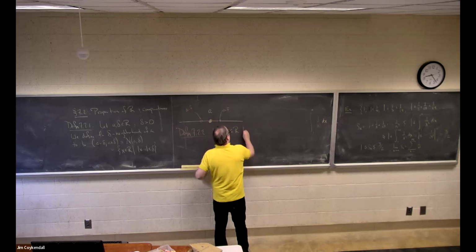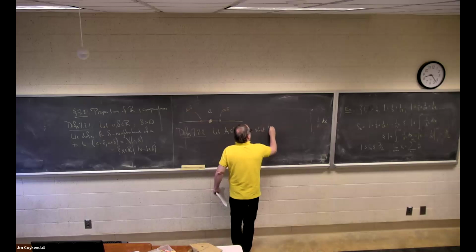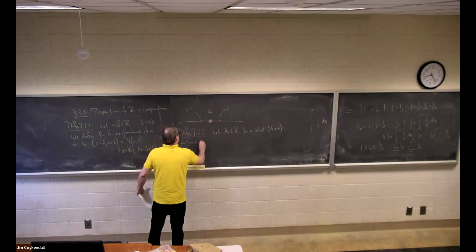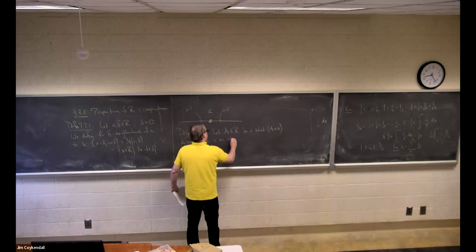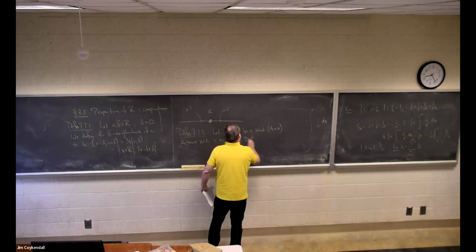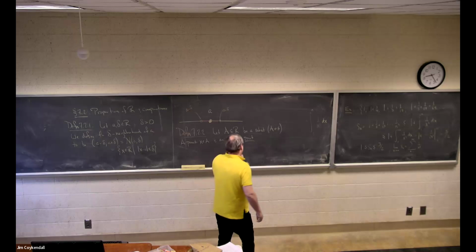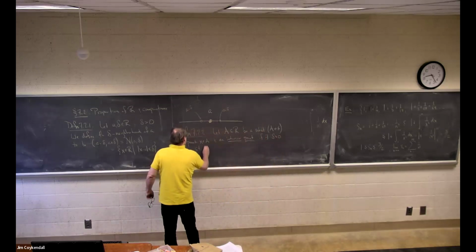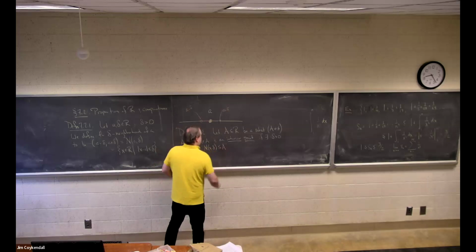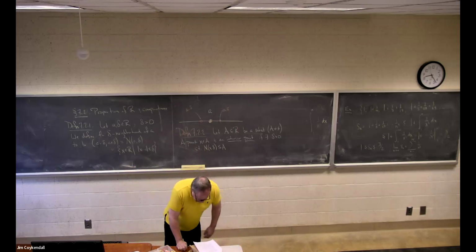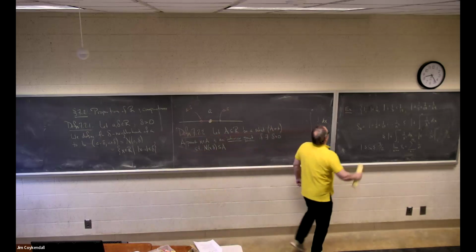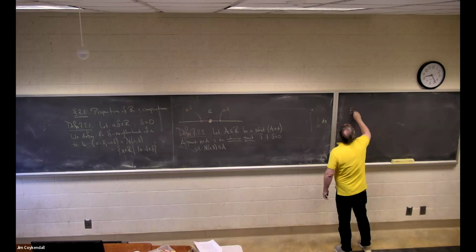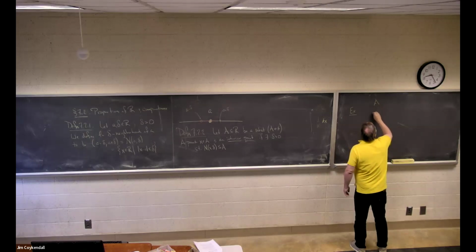Definition. Let A be a nonempty subset of the real line. A point x in this set is an interior point if there exists delta bigger than 0 such that the neighborhood of x with radius delta is contained in A. Okay, for example, let A be this set on the real line.